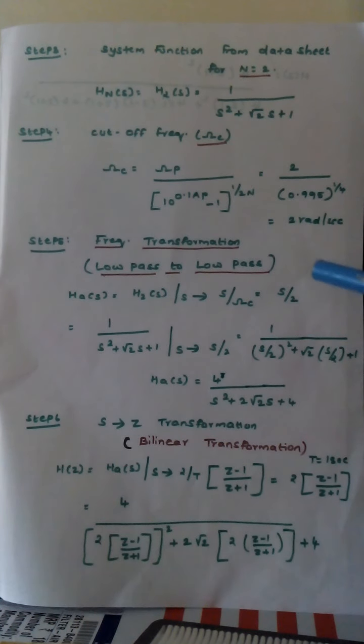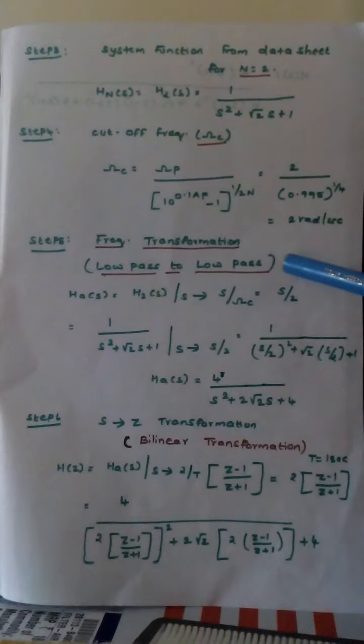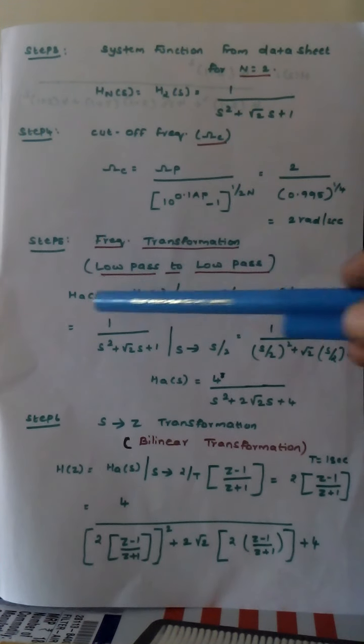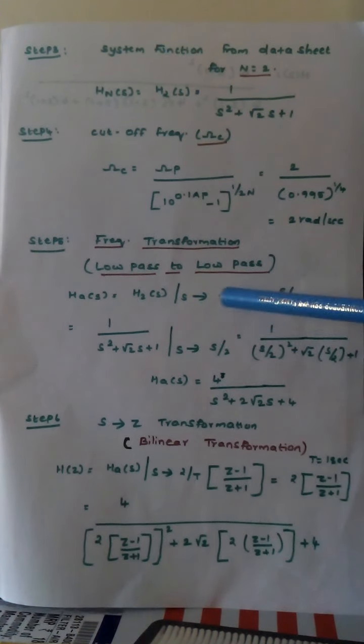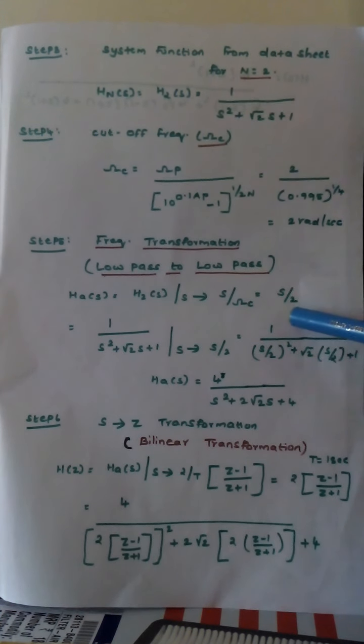After finding this, we have to go for the frequency transformation. Here they didn't mention anything, so we have to go for low pass to low pass. Low pass to low pass means here in HA of s, the s value will be replaced by s by omega c. So omega c we got as 2 radian per second.